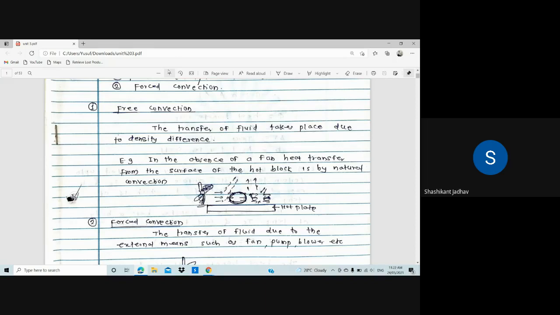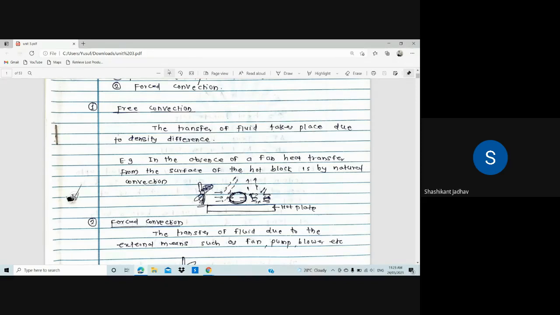ओके. तर ह्या डिव्हाइसचा यूज करून आपण त्या फ्लुइडला काय करणार आहे? मोशन देणार आहे. आणि because of that motion heat transfer takes place. That type of convection is nothing but forced convection. नॅचरल कन्व्हेक्शन मध्ये जी काय मोशन असणार आहे ती डेन्सिटी डिफरन्स मुळे प्राप्त होणार आहे. पण फोर्स्ड कन्व्हेक्शन मध्ये आपण एक्सटर्नल डिव्हाइस यूज करणार आहे. ओके. So this is the difference between free convection and forced convection.